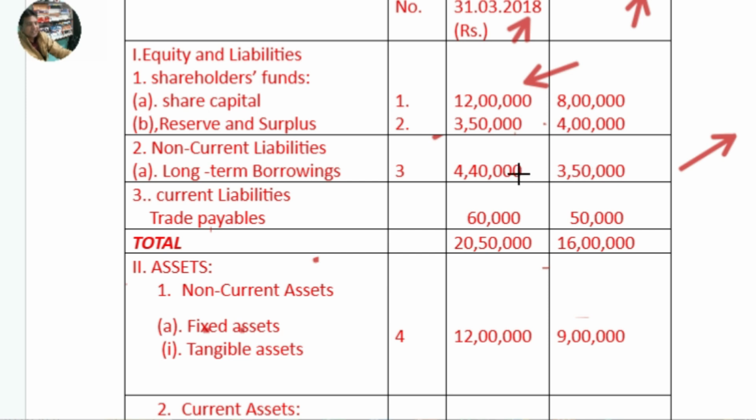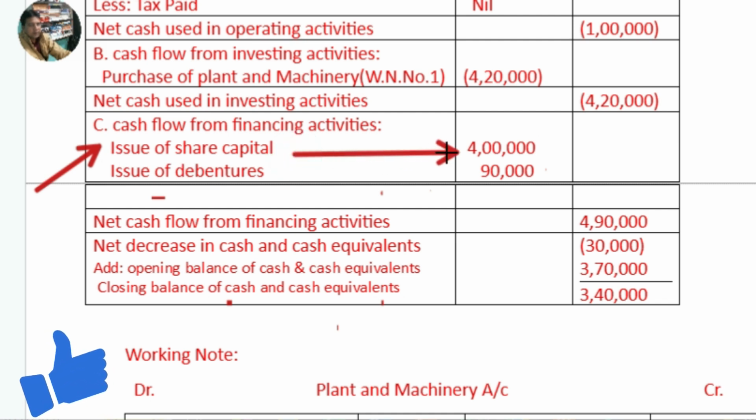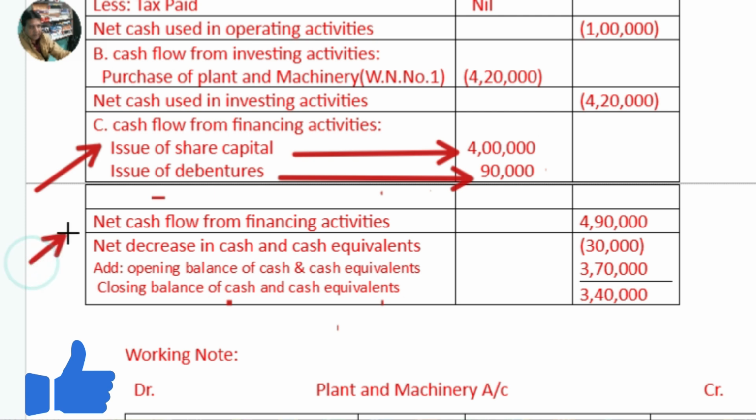But it is increased. So remember, liability increase plus, liability decrease minus, whether it is a short term or current liability or long term liability. Under financing activities, issue of share capital 4 lakh and issue of debentures 90,000. So both are positive. 4,90,000 is net cash flow from financing activity.